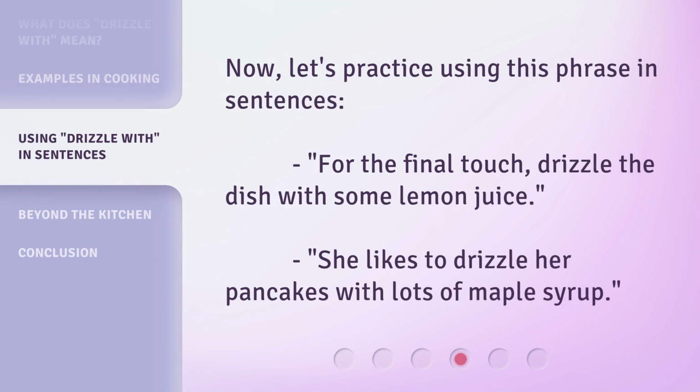Now, let's practice using this phrase in sentences. For the final touch, drizzle the dish with some lemon juice. She likes to drizzle her pancakes with lots of maple syrup.